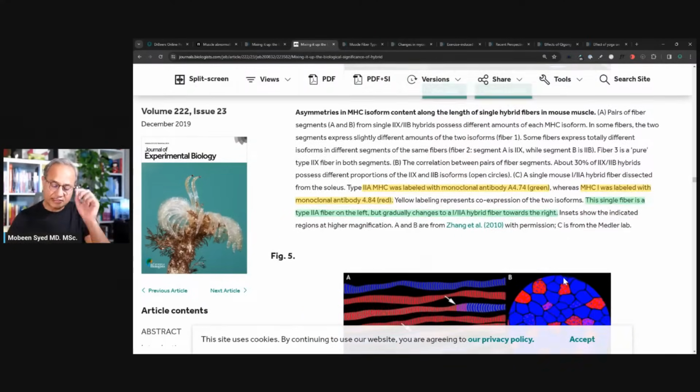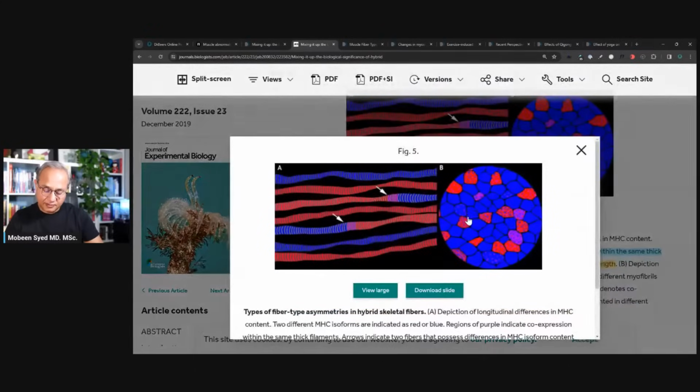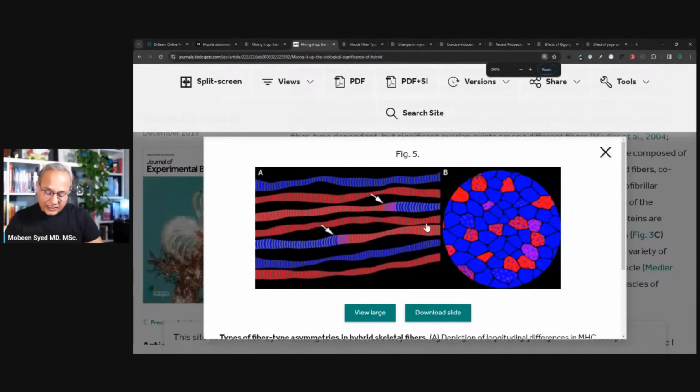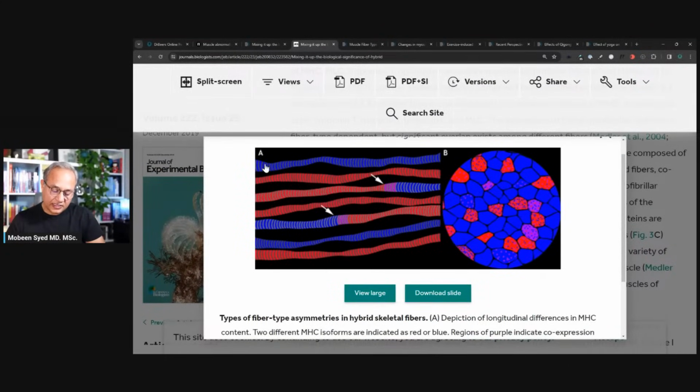Look at this one. This is even more interesting. Let me see if I can make it bigger. Imagine that the top fiber in diagram A, let's call that oxidative fiber. Below that is the red fiber, let's call that glycolytic fiber. So these are pure types. For example, this is type 1 fiber, this is type 2X fiber, the second one.